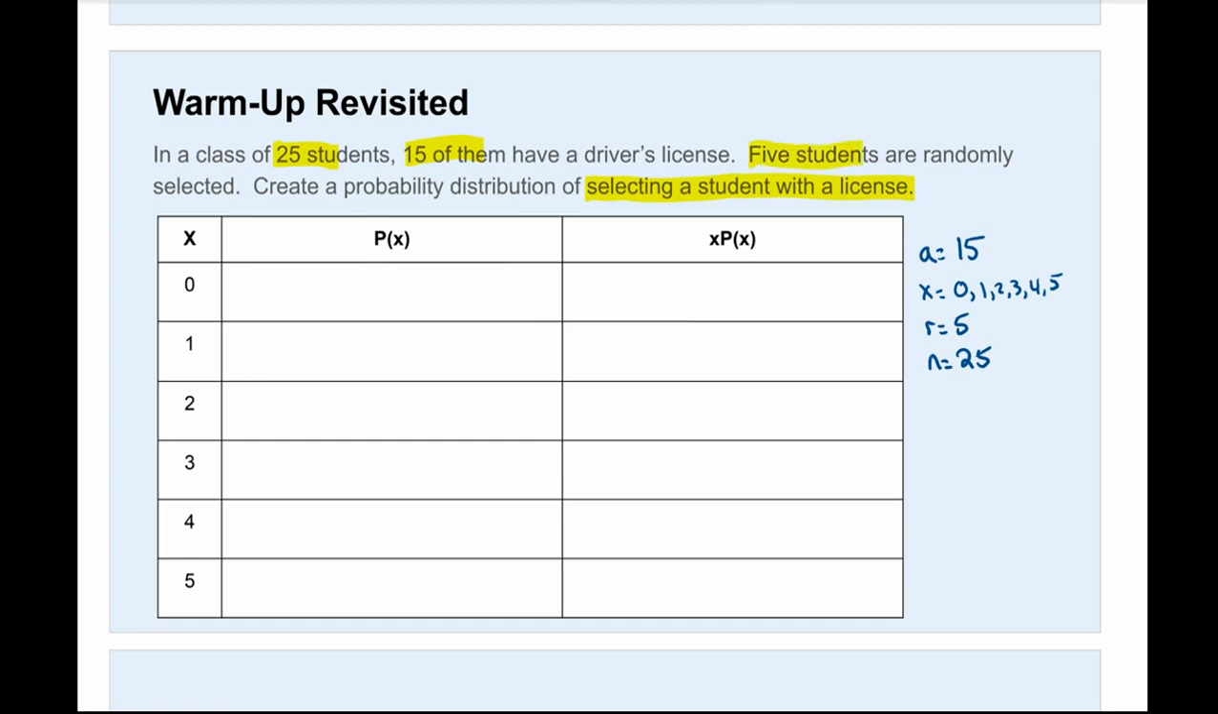So we should be able to get our A, our R, and our N from the question. Our X value we'd have to interpret based on the fact that I'm selecting 5 students. I can have anywhere from 0 to 5 students who have a license. So using my formula, if we look back at it, the probability is going to equal A choose X, so 15 choose 0.